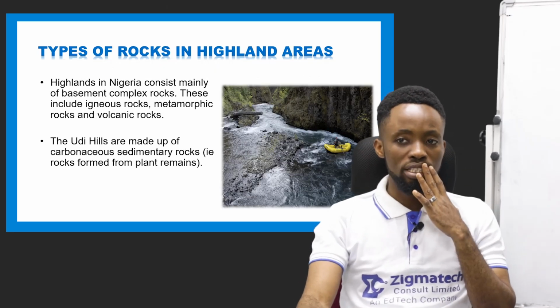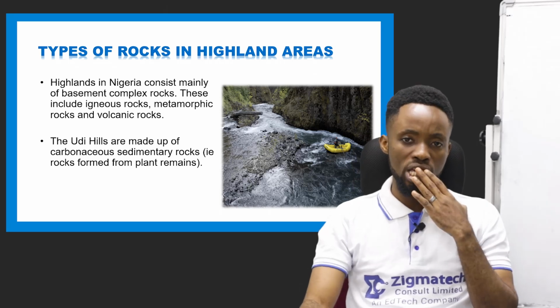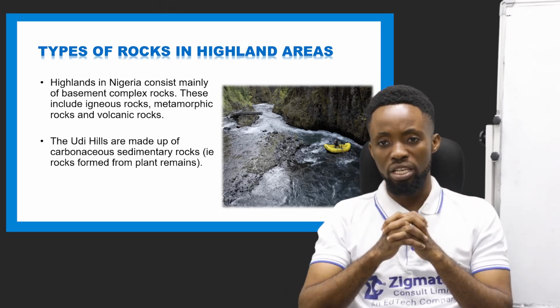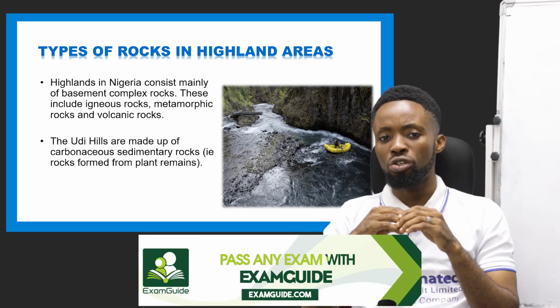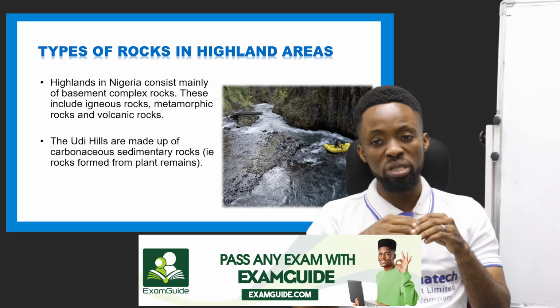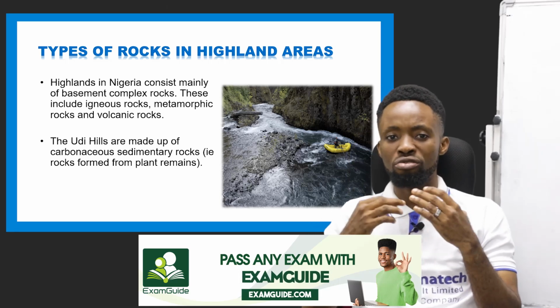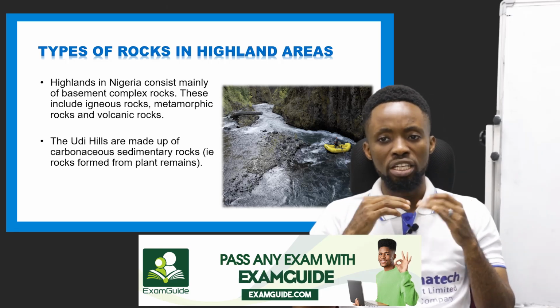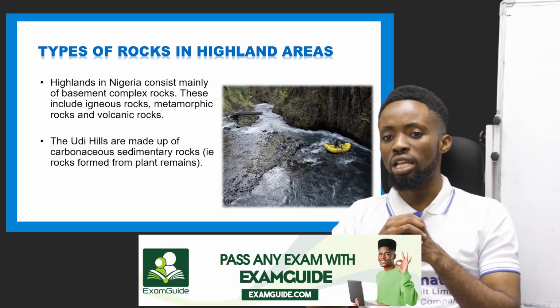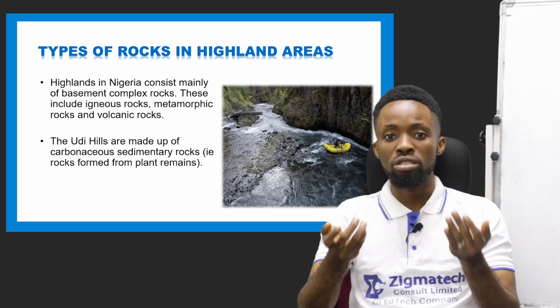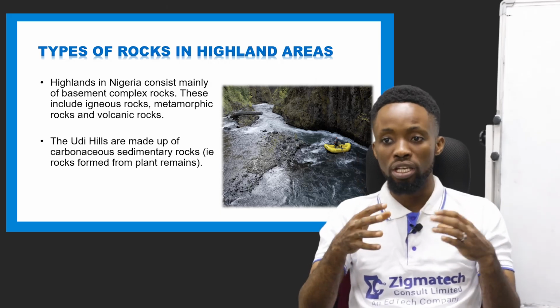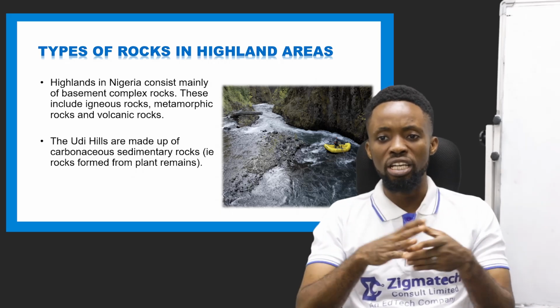So let's look at the types of rocks that we have in highland areas. Now, for highlands in Nigeria, we basically have what we call basement rocks. Basement rocks include rocks like igneous rocks, metamorphic rocks and volcanic rocks. So we have basement rocks found in the highland areas in Nigeria.